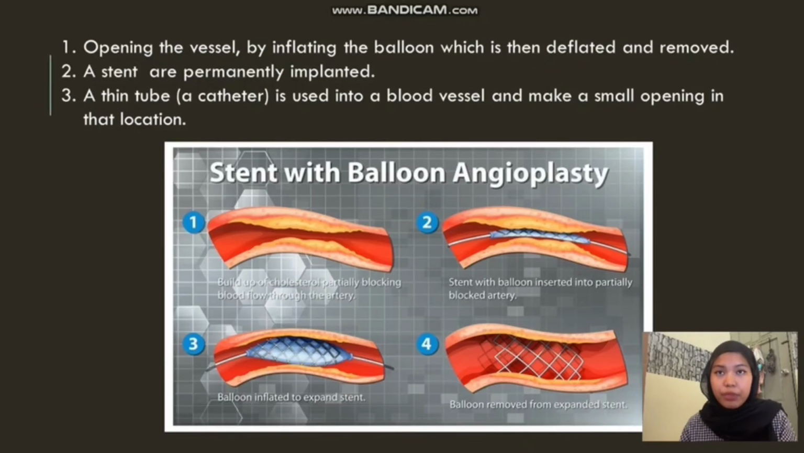So this is the visual of how a stent is used in balloon angioplasty. It will be inserted into the partially blocked artery, and then the balloon will be inflated in the artery, expanding the stent. Lastly, the balloon will be removed from the expanded stent.